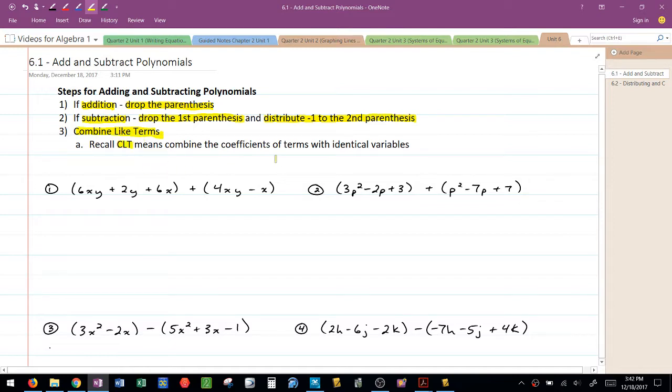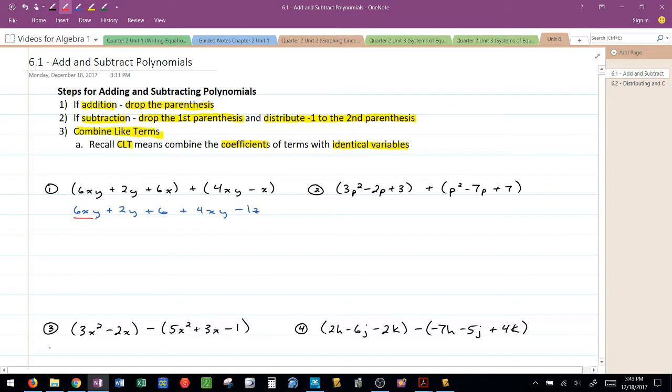Remember, combining like terms means combine the coefficients, the numbers in front of terms with identical variables. So let's take a look at a couple examples. In the first one, we are adding two polynomials. So I'm going to simply drop, and I have 6xy plus 2y plus 6x plus 4xy, and I'm going to write minus 1x. I never leave a naked variable.